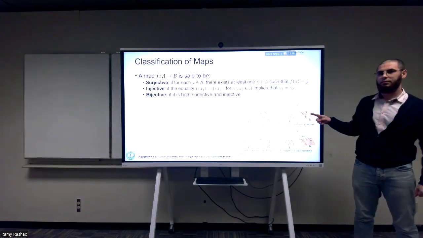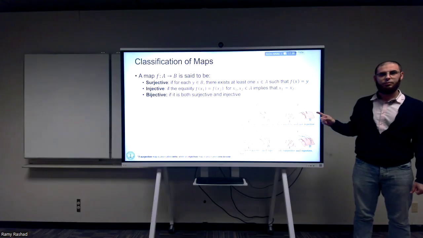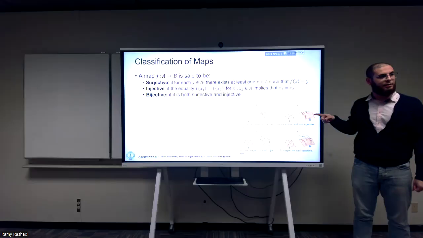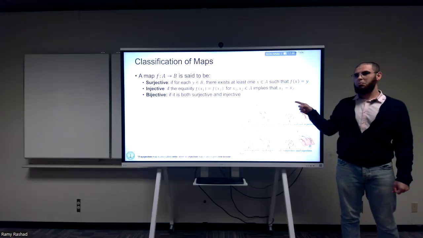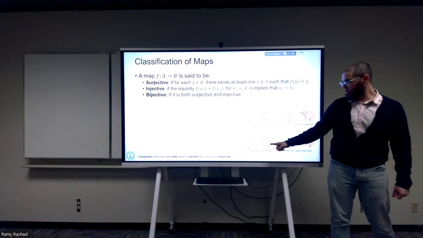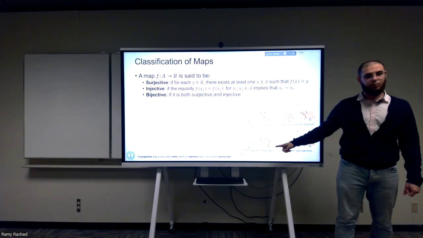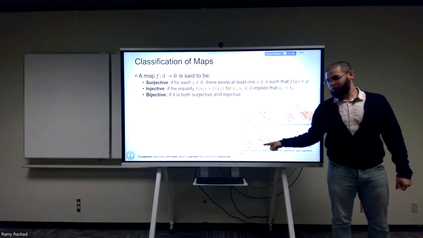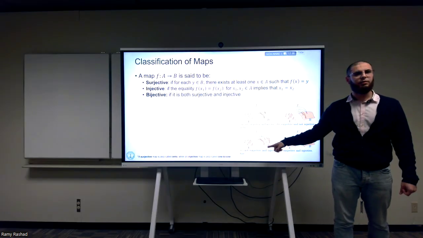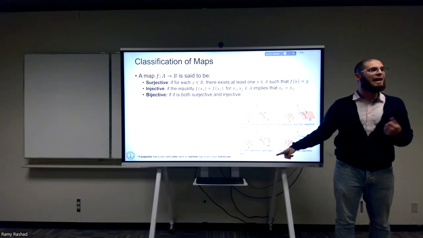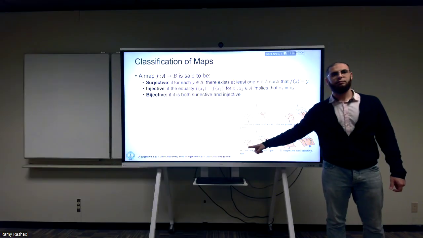Why is that? For one point here, I have multiple sources. So this is not injective. But this one is actually injective because for every one here, I have a unique one there. But why is this one not surjective? There is one left out. There is one element that I can never reach starting from here.